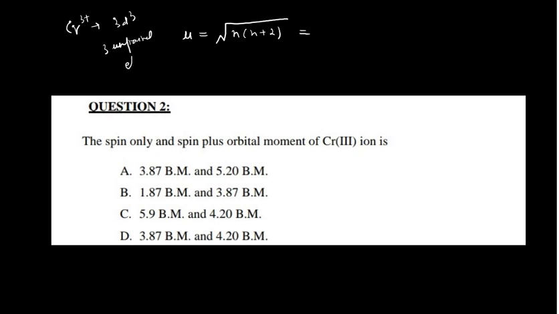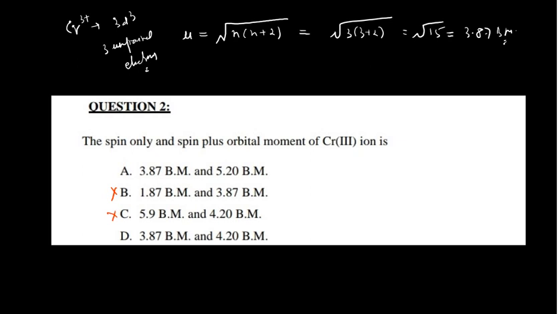3 unpaired electrons. That means 3 into 3 plus 2, that means √15, and √15 will give you 3.87 Bohr magneton. So this option cannot be correct and this option cannot be correct, so you have to select between A and D.